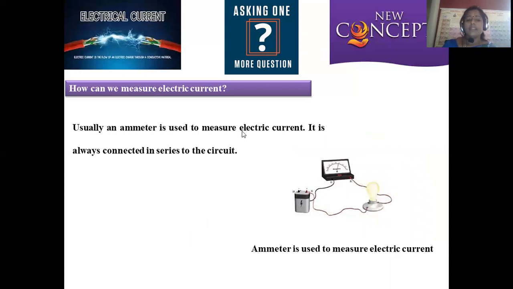How can we measure the electrical current? Usually, an ammeter is used to measure the electrical current. It is always connected in series to the circuit. Series is nothing but a one-by-one arrangement. A parallel manner is different and a series manner is different. In this manner, an ammeter is used to measure the electrical current strength in terms of amperes.